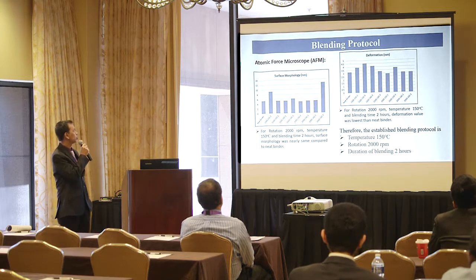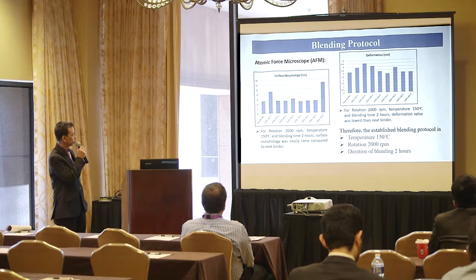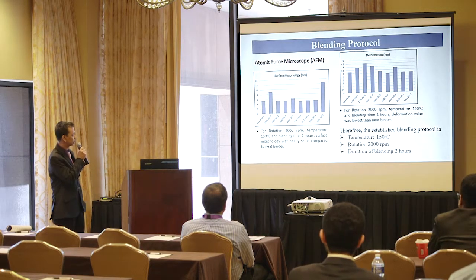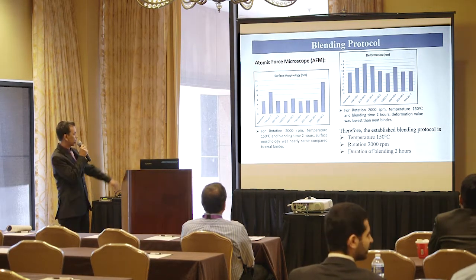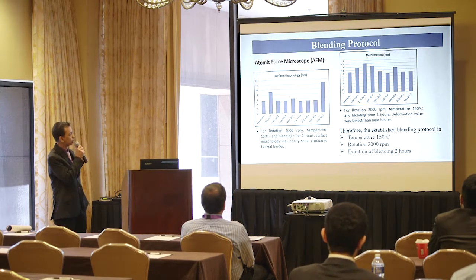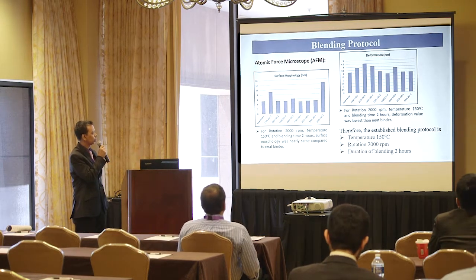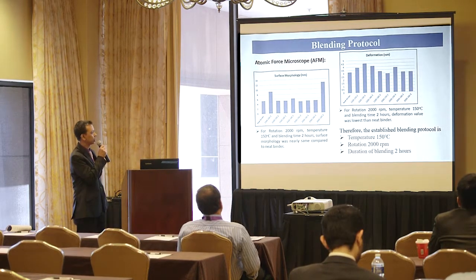And here we show some of the AFM values. This is the atomic force microscope result for 2000 RPM, temperature 150 degrees Celsius, and blending time 2 hours. The surface morphology was nearly the same compared to the neat binder. And here is the deformation. The deformation value is nearly the same or the lowest compared to the neat binder.